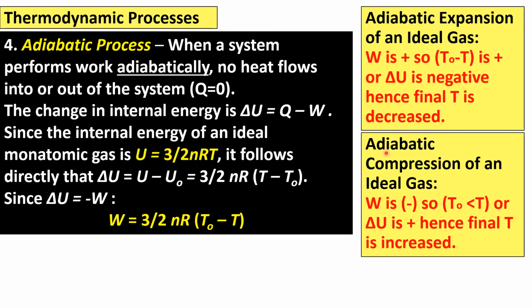Now, the opposite is what we call an adiabatic compression of an ideal gas. That is, if work W is negative, so that the initial temperature is less than the final temperature, meaning that delta U is positive. Therefore, this is a case where the final temperature of the gas is higher than the initial temperature. We call this an adiabatic compression. And the two cases are well illustrated.